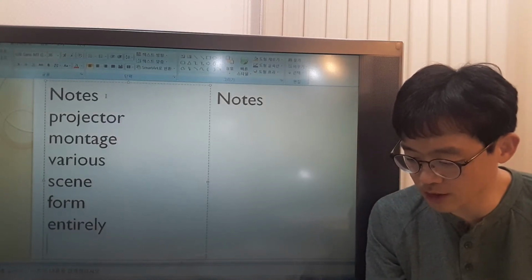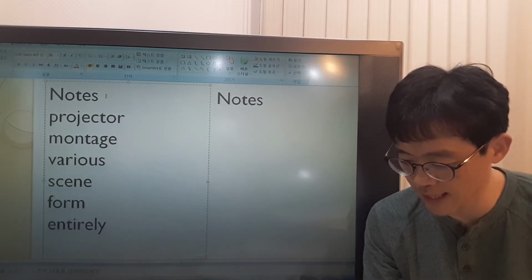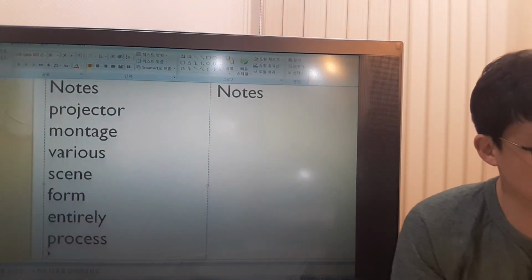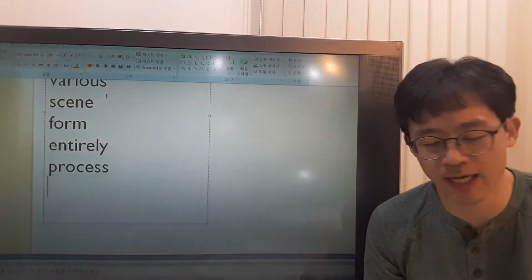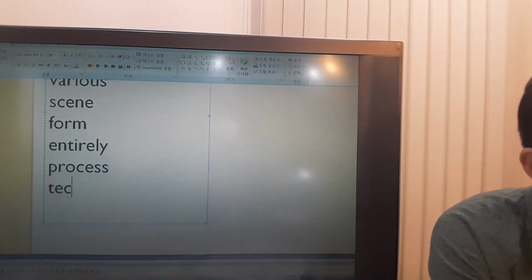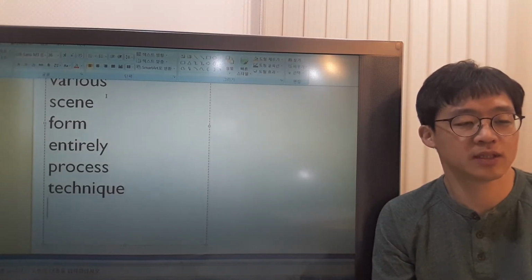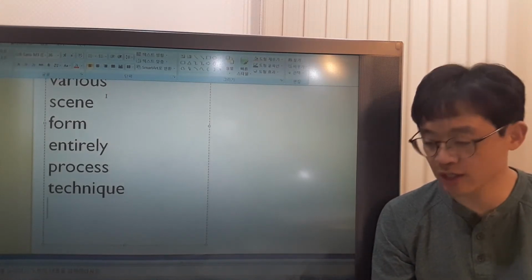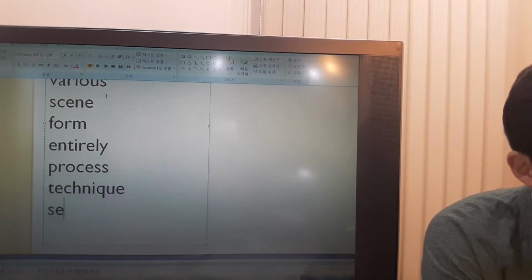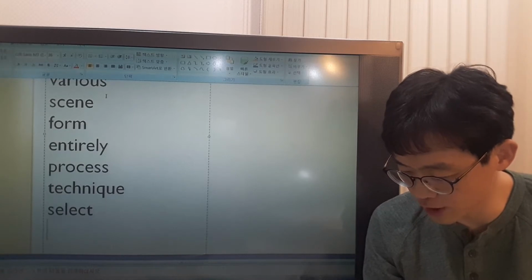Yes, montage is the process or technique of putting together selected pieces of film in order to form a continuous whole. Montage is the process. What's a process? A process is a series of actions that is carried out to achieve a certain result. Or technique. What is technique? Technique is a method of doing something, usually involving practical skill, okay? Of putting together selected pieces. What does select mean? Select means to choose, okay, of film in order to form a continuous whole.